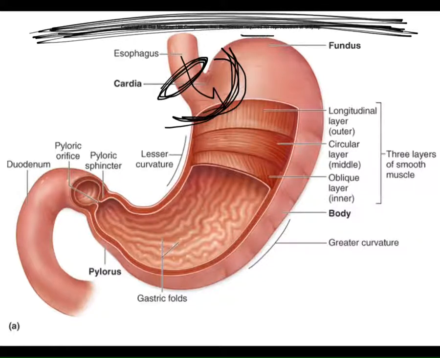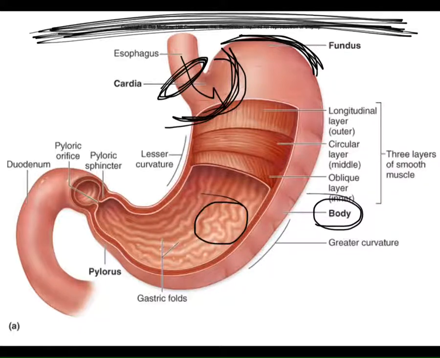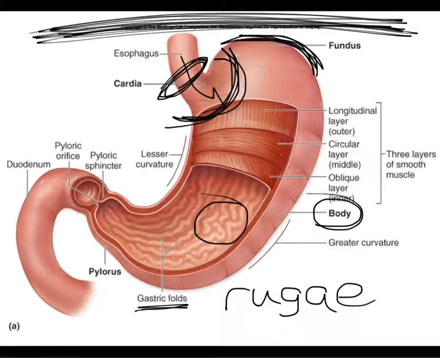The stomach has a fundus. The fundus would be the dome of the stomach. The majority of the stomach is simply called the body. Throughout the body and throughout the stomach, you'll find on the inner surface of the stomach these deep grooves. Those are called here the gastric folds. They're also referred to as rugae, and that is listed in your list. Rugae, gastric folds.